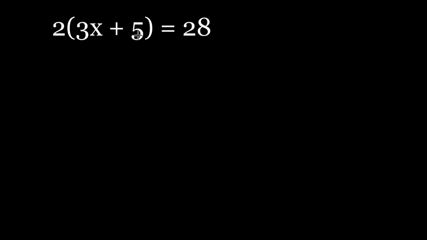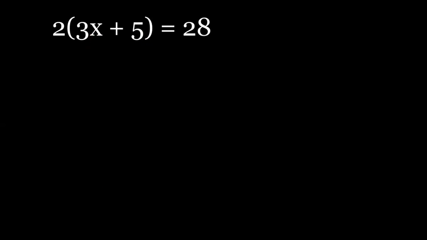What's inside this bracket needs to be looked at first. It cannot be simplified though, because you see 3x and 5, they're different types of terms. The 5 is a constant. This is a variable right here, okay? So it cannot be simplified. Therefore, we have to move to our next step.